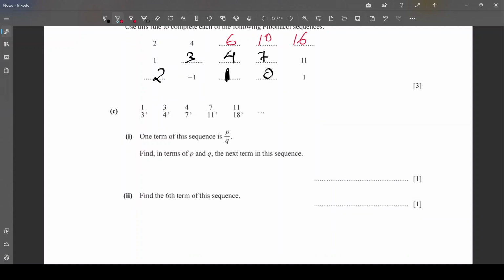This is another sequence. You have to understand how it looks actually. So it is not 1 2 3 4 because 2 is missing here. So in this pattern, if one term of the sequence is p by q, what is the next term they are asking? Okay, so here 3 plus 1 gives you 4, 4 plus 3 gives you 7, 7 plus 4 gives you 11, and 11 plus 7 gives you 18.